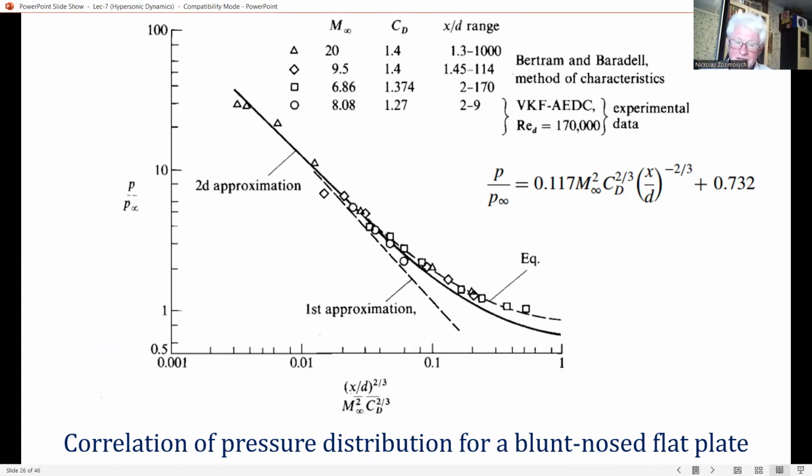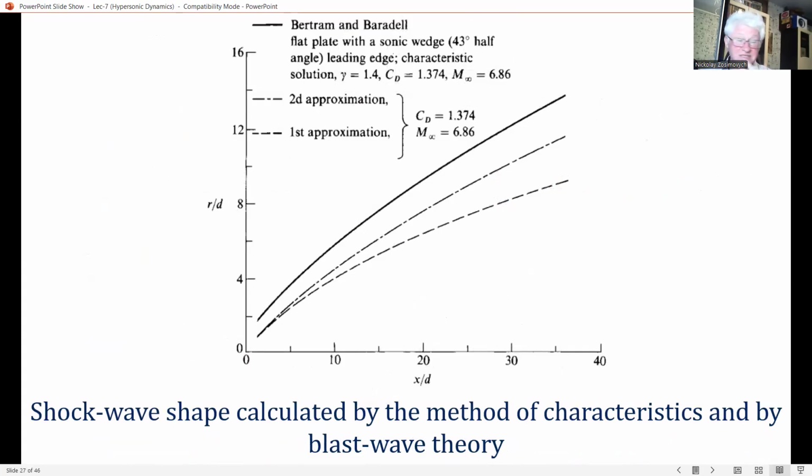Experimental, theoretical. Moreover, the result in this figure clearly shows that the trends predicted by blast wave theory are confirmed by experiment, namely that for a blunt-nosed flat plate, in this case, the pressure distribution P over P infinity varies directly as M infinity and directly as CD to the power 2/3 and inversely as X over D.